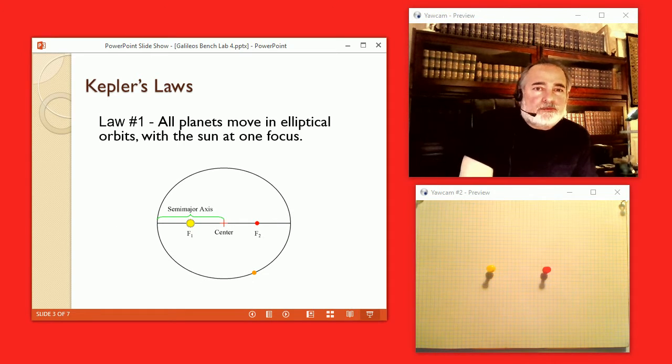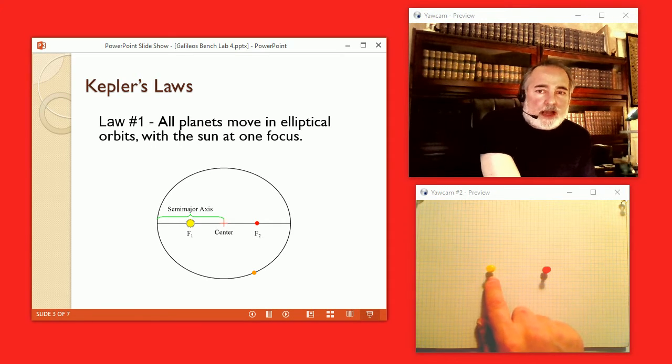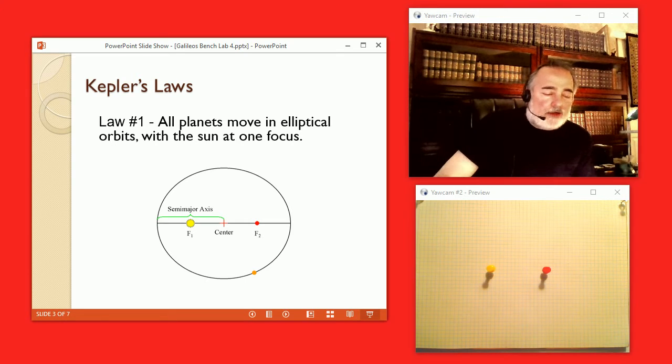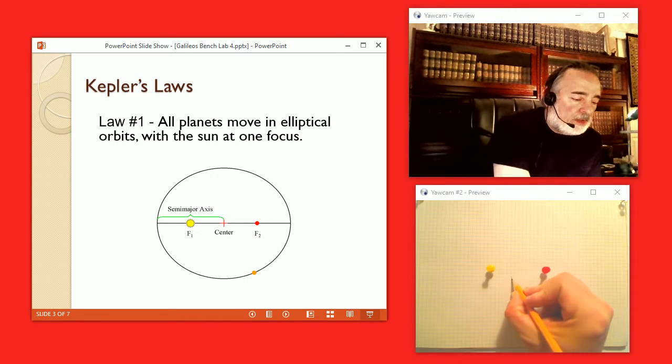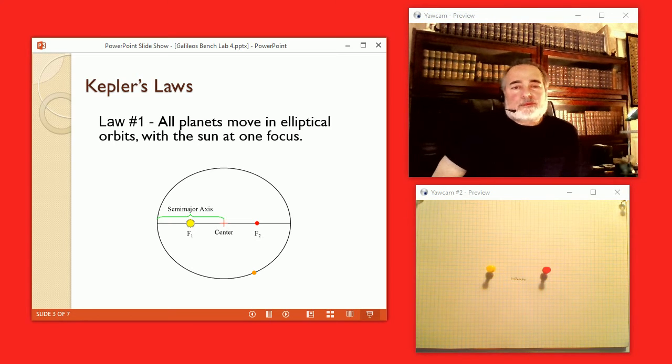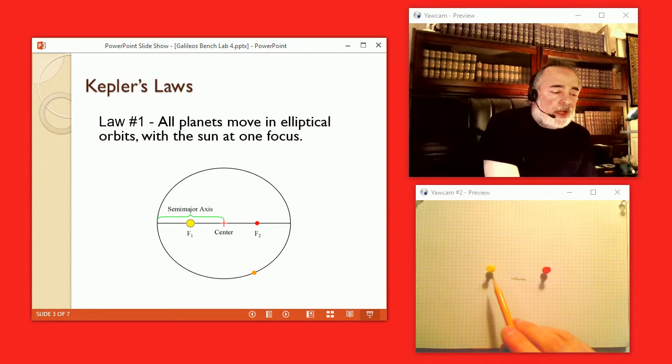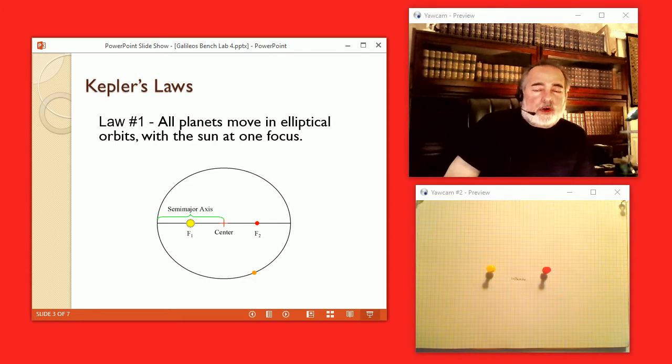Kepler's first law is kind of straightforward: all planets move in an elliptical orbit with the sun at one focus. And that's different from what Copernicus had said, because what Copernicus had said was that these would be perfect circles. If we say the sun is at, and we have a pushpin in, and we have a distance here of 14 blocks, we'll get to what that means in a little bit. But we have the sun at one focal point for our ellipse.